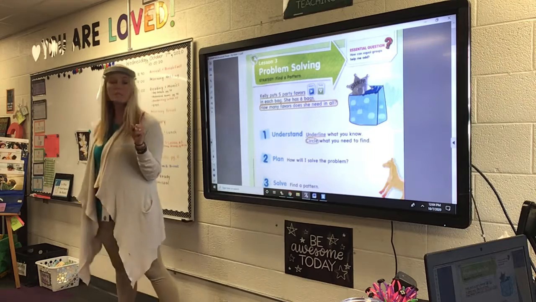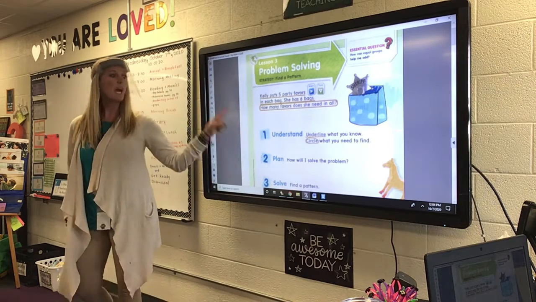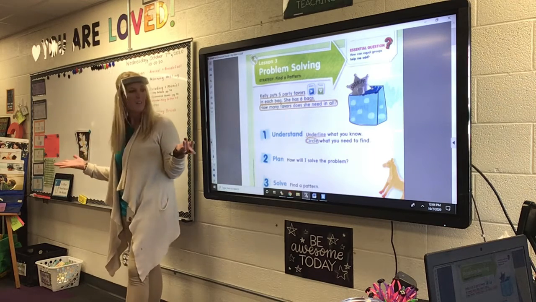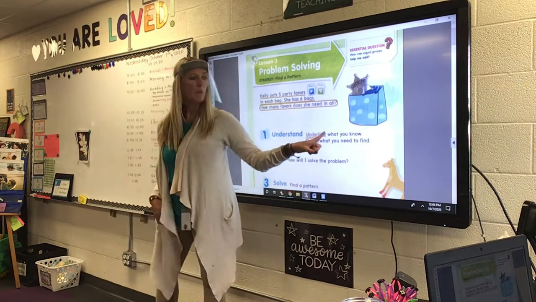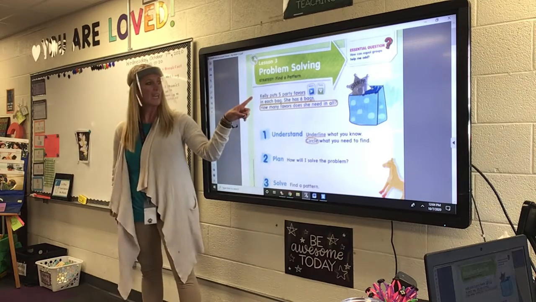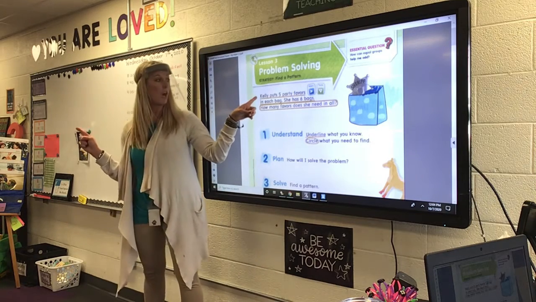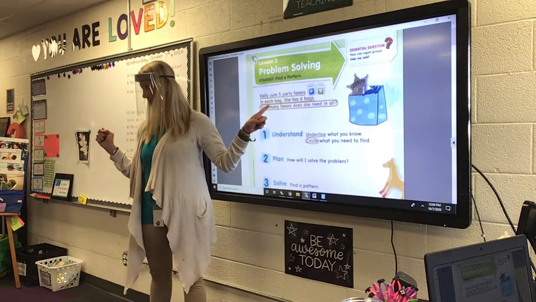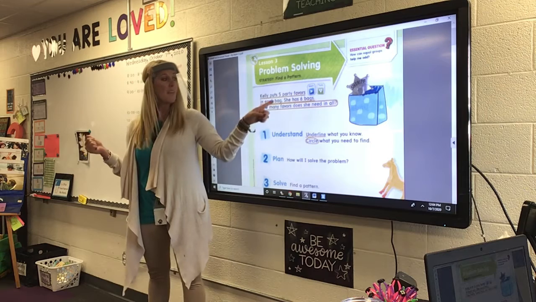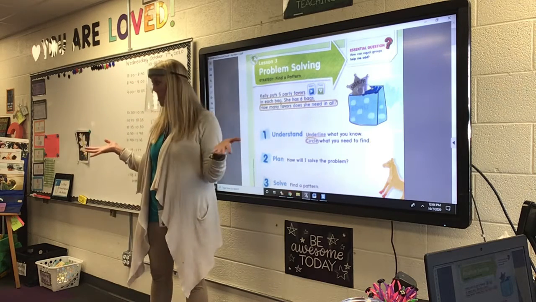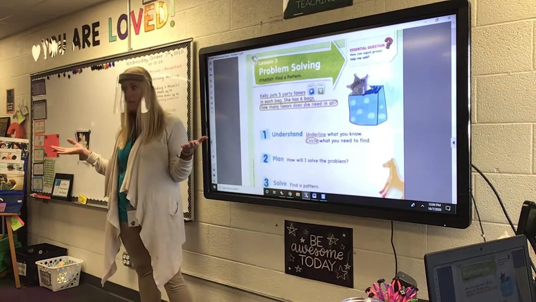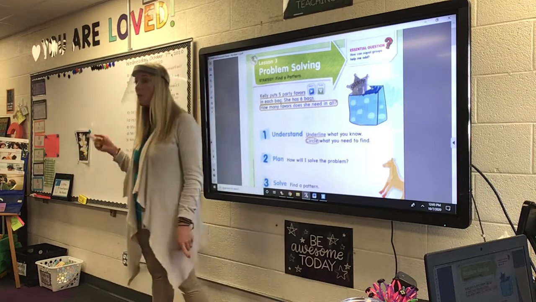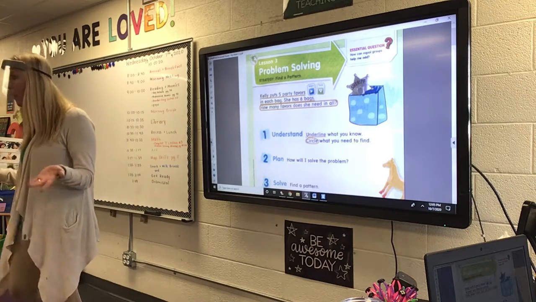So the first step when solving this problem is we need to understand. You've got to understand the problem. What are they asking? Well, we need to underline what you know. So look up here. They underlined that we know Kelly put 5 party favors in each bag. We know that. And then we also underlined she has 6 bags. We also know that. We're going to circle what we want, what you need to find. And what we need to find is always the question.